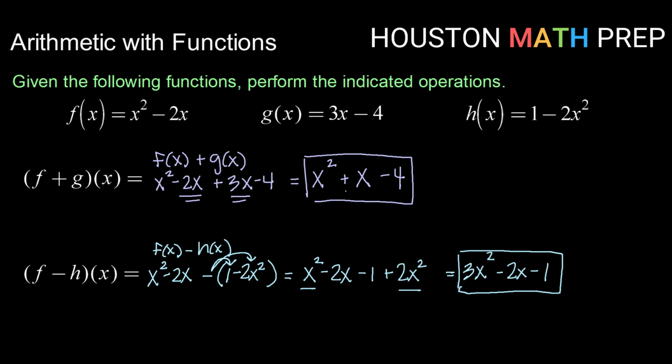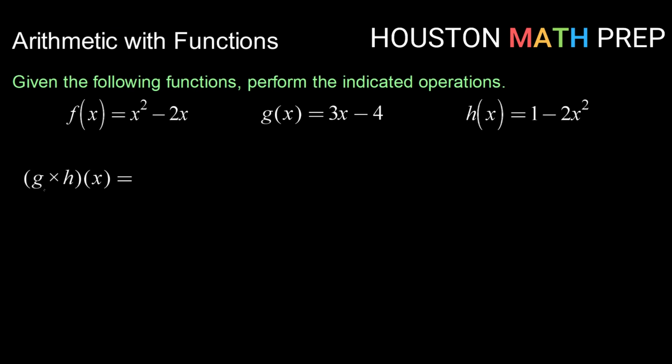Let's look next with those same givens at a product. Here we're going to find g times h of x. We know from formula that that will be all the terms in g of x times all the terms in h of x. So we'll use parentheses here. That will be 3x minus 4 times 1 minus 2x squared.